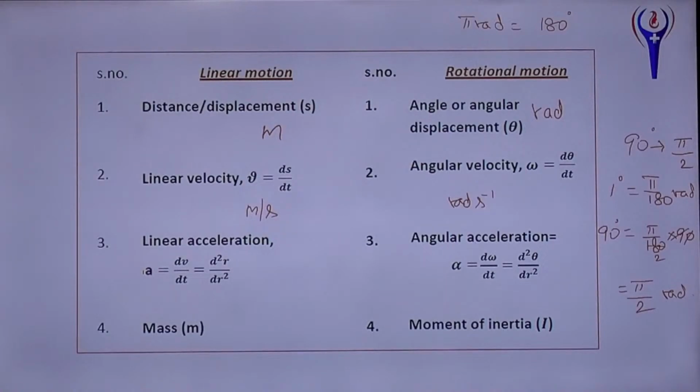Linear acceleration, rate of change of velocity, dv by dt, or d square s by dt square. Then, what is the unit for acceleration? Meter per second square. Unit of angular acceleration, radian per second square. Mass, unit of mass is kilogram.